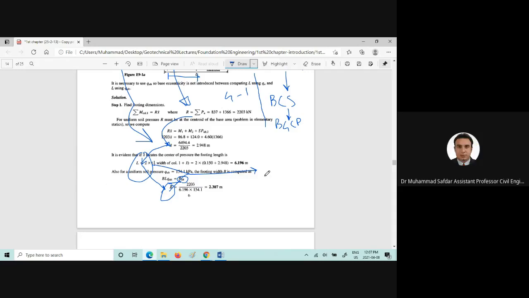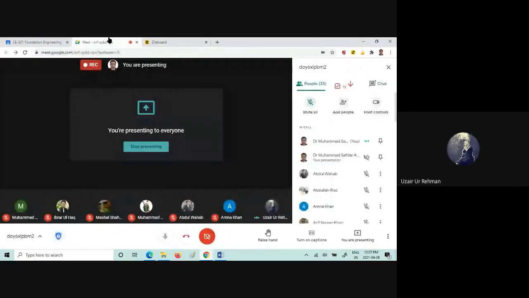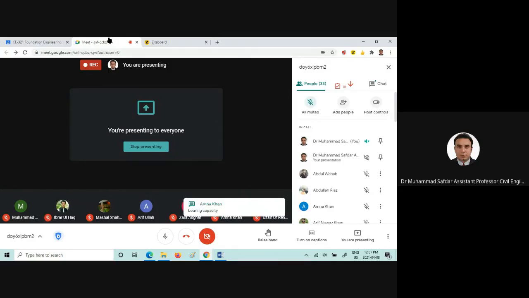How many students are here approximately? Say one word, please. Force applied on the foundation. Foundation design. One word. Good. That obviously is related to foundation design. One word. Try till I hear that word, please. Arif, what's that? Bearing capacity, sir. Bearing capacity. Please keep saying that word so that I can hear that word.